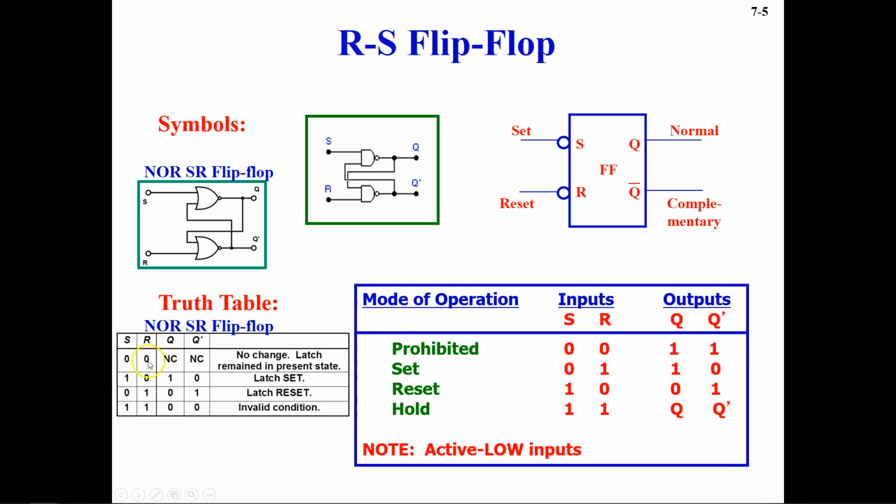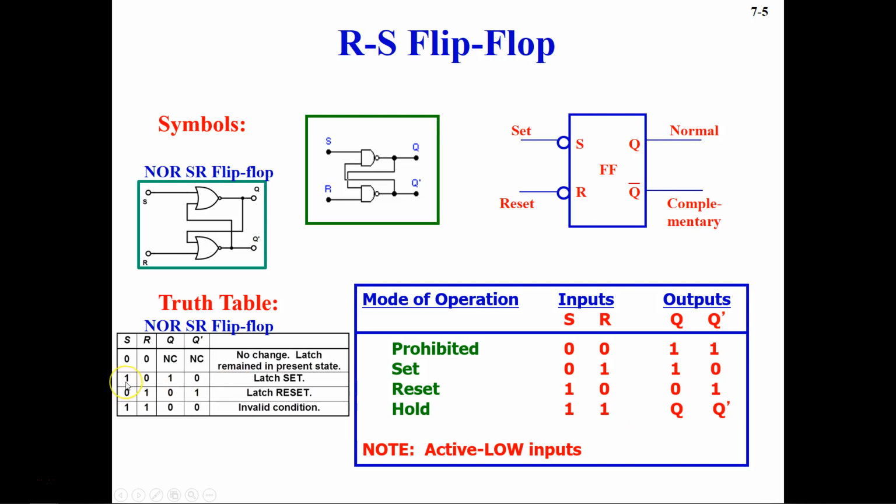When you have 0 0, in that case there will be no change, so this NC stands for no change in Q and Q dash. So the latch remained in the present state, which means this is the memory state, or you can say this is the hold state, whereas in the NAND gate we have the hold state when S and R are 1.